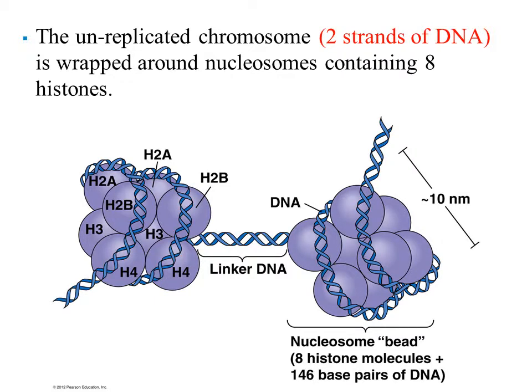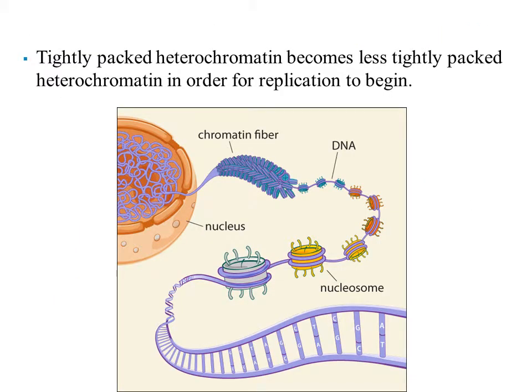The unreplicated chromosome is wrapped around nucleosomes containing 8 histones. Tightly packed heterochromatin becomes less tightly packed in order for replication to occur. It is tightly packed, but the enzymes have to be able to maneuver themselves in between these nucleosomes and histones.